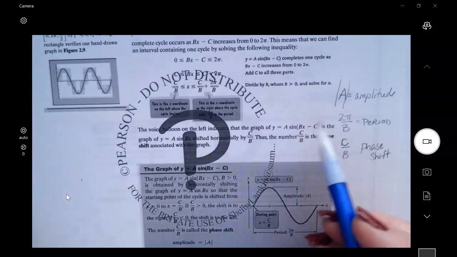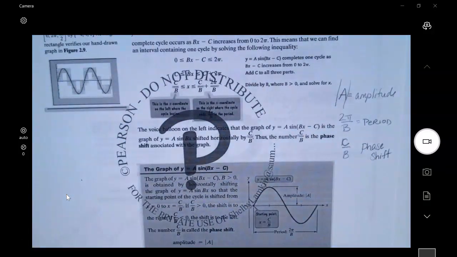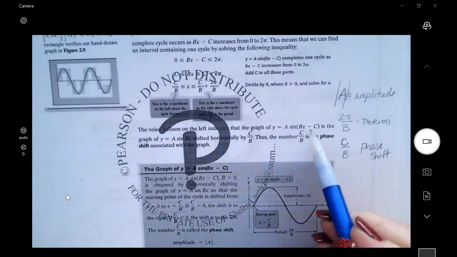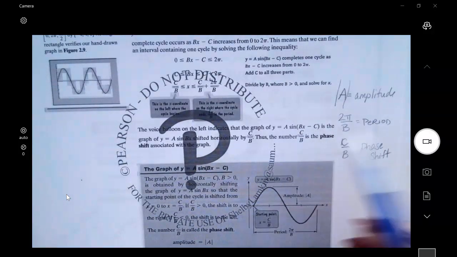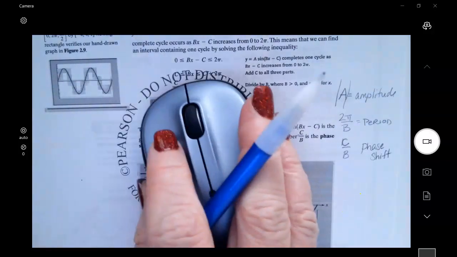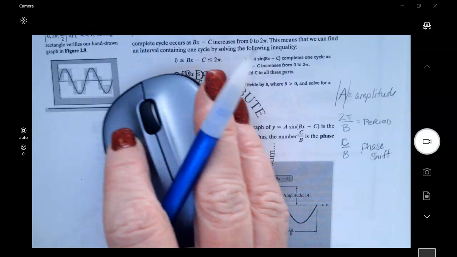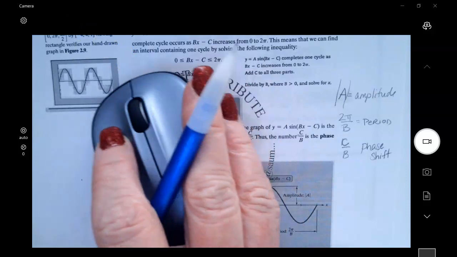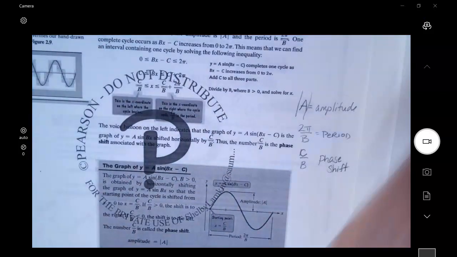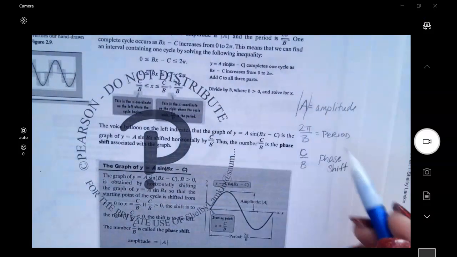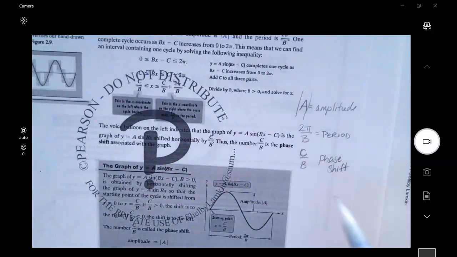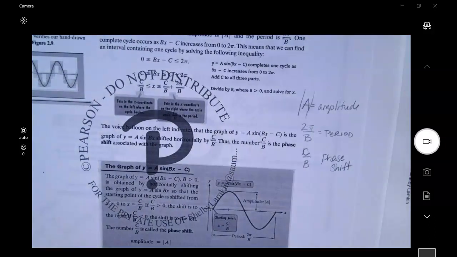As we move on a little further, sometimes we have equations that have more going on in here, and they're going to have a phase shift. So what do we do to find the phase shift? Well, let's start finding our parts. So what we have here is the amplitude is A, the period is 2 pi over B, and the phase shift is C over B.